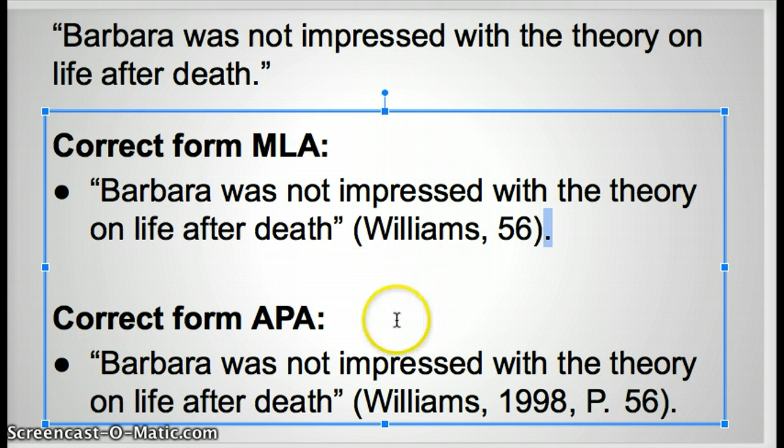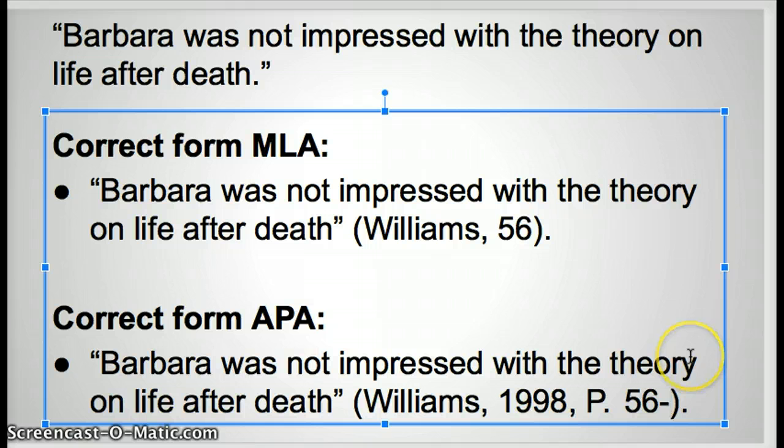If you are using APA form, that means you need to include a date. So we have Barbara was not impressed with the theory on life after death. You notice the period is gone here. I have the ending quotation mark, a space, the last name of the author, a comma, the date that the book was published, a comma, the letter P, and this one is capitalized because it's a single P, and the page 56. Now, let's say this quote appeared on page 56 and 57.